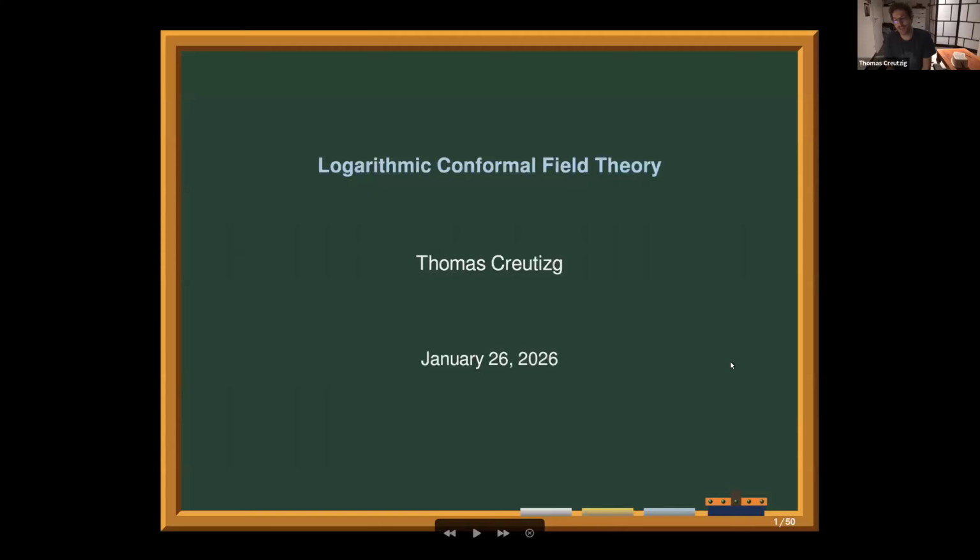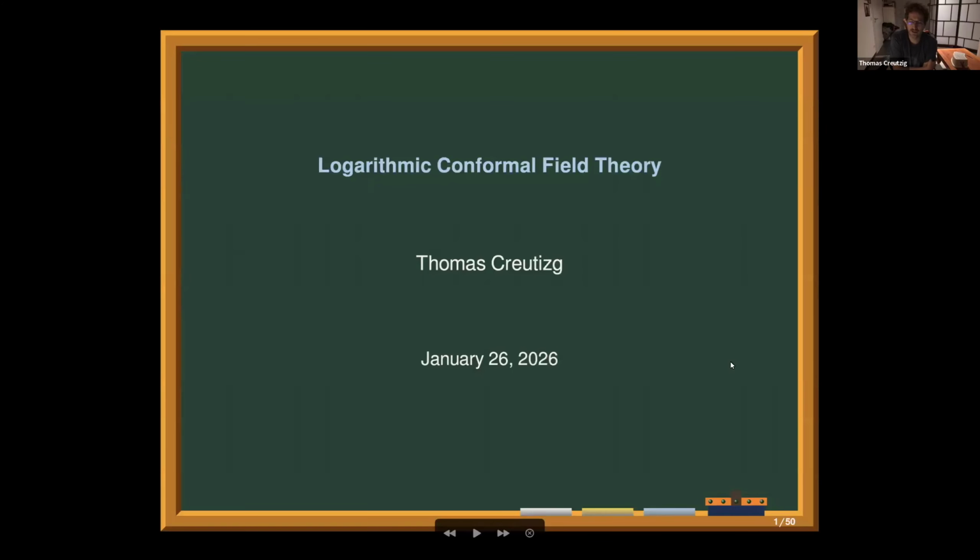Okay, I want to give you an idea what is logarithmic conformal field theory. And maybe at the same time, I want to give you an idea how one thinks about conformal field theory from a mathematical point of view, or maybe simply from a certain perspective.